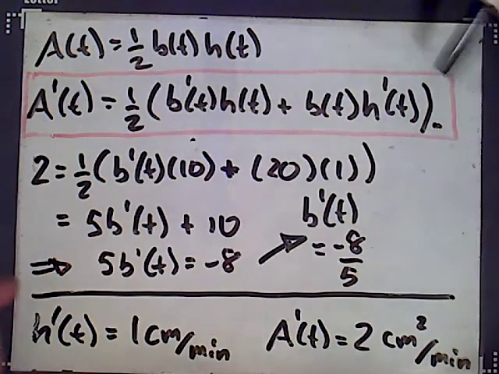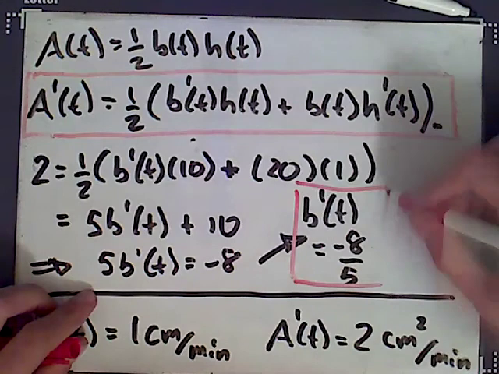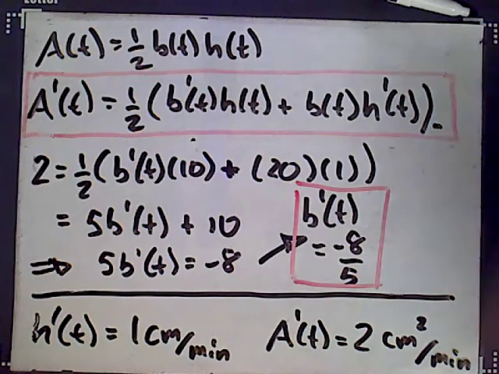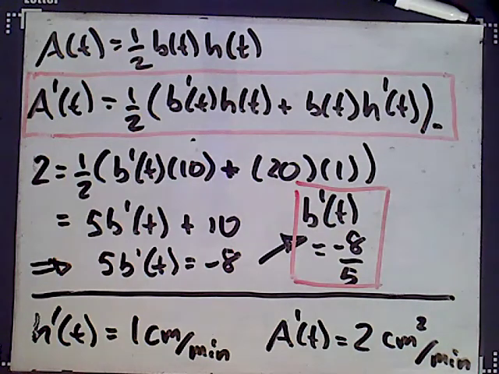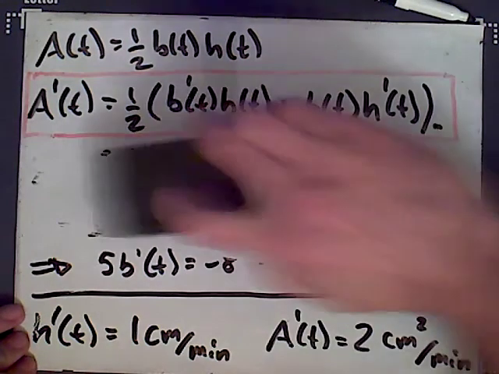So we're going to erase this. The negative is telling us that the base is decreasing in length as the height is increasing. Let me just make a comment here. So that's the end of the problem.